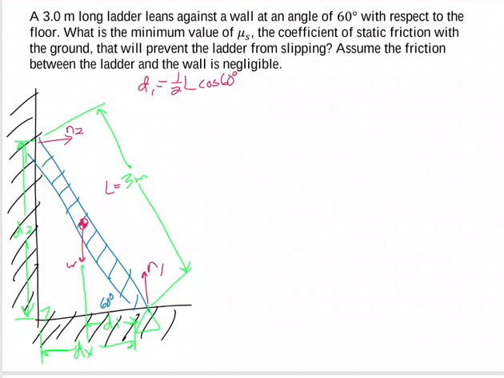Okay, and then d sub 2 would be what? And this time it's not half. We need the whole length. So this would be L sine 60. Okay, and the reason that I'm doing this is because I know I'm going to have a torque about that point. So I need those overall lengths. Okay? So now I need to do the sum of the torques and the sum of the forces.